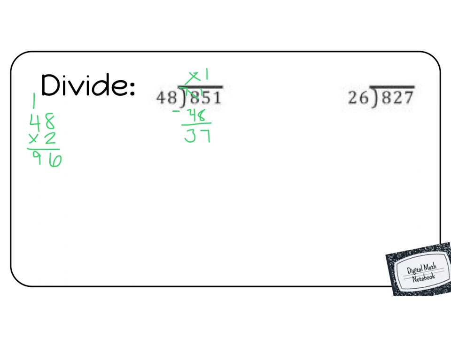We check, we make sure everything is okay. We divided, we multiplied, we subtracted. We're ready to bring down. So now 48 is kind of close to 50.